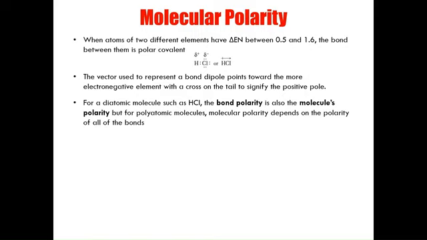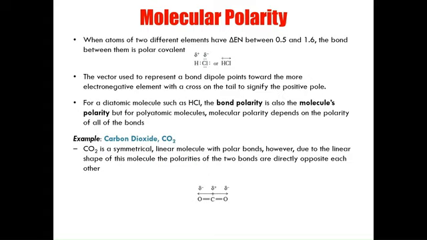For a diatomic molecule, such as hydrogen chloride, the bond polarity is also the molecule's polarity. But for polyatomic molecules, that is, molecules with more than 2 atoms, the molecular polarity depends on the polarity of all the bonds in the molecule. An example would be carbon dioxide. Carbon dioxide has 3 separate atoms, forming 2 bonds. Carbon has an electronegativity of 2.5, and oxygen has an electronegativity of 3.5. The difference is 1. So each one of these bonds is quite strong, creating their own polar vectors.